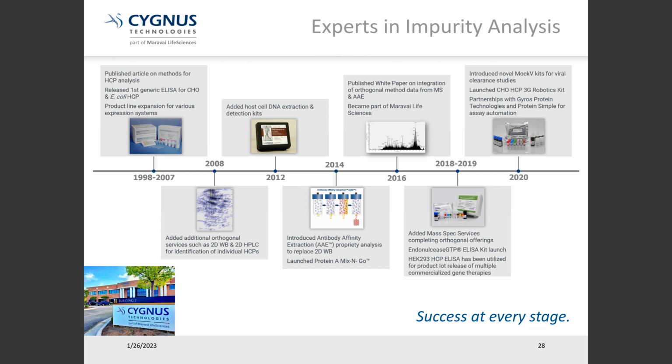In 2016, we were finally able to merge mass spec into host cell protein analytics, and that's really paved the way for the talk today, and for a lot of the great new things that we're doing in host cell proteins. And then finally, in 2020, we released our MockV portfolio of products. We're using virus-like particles to mimic or substitute for viral clearance, so that you can do viral clearance studies on your bench rather than having to send them out to contract labs.